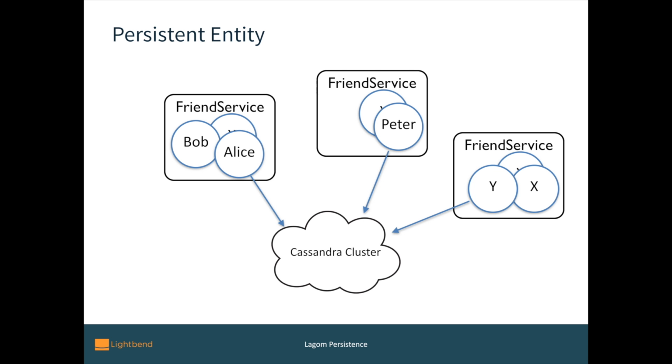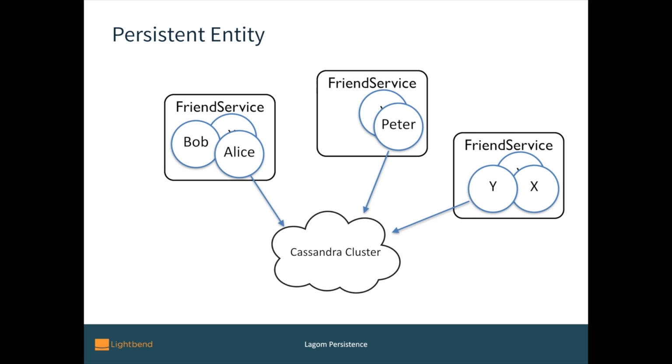A persistent entity corresponds to an aggregate root in domain-driven design terminology. Each instance has a stable identifier, and for a given ID, there will only be one instance of the entity. One for Alice, another for Bob, and so on. Lagom takes care of distributing those instances across the cluster of the service. If you know the identifier, you can send messages, so-called commands, to the entity. The commands are processed sequentially by the entity.